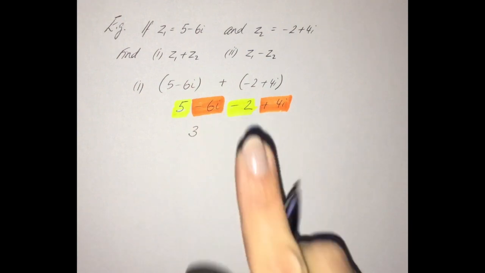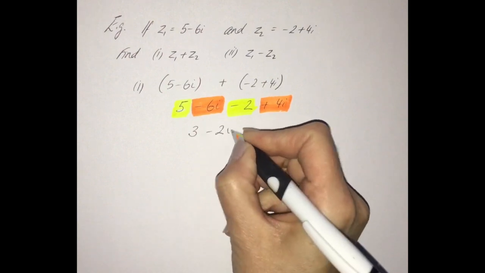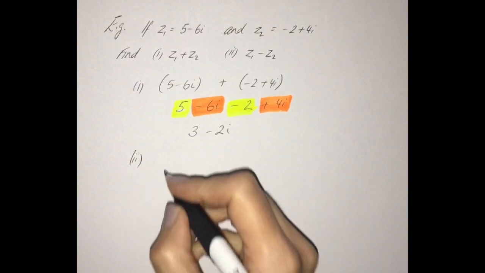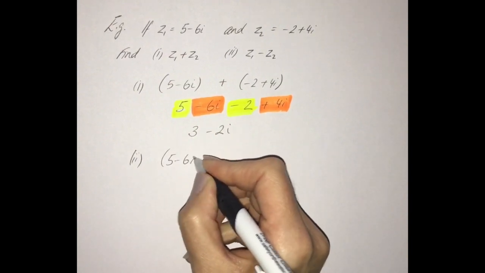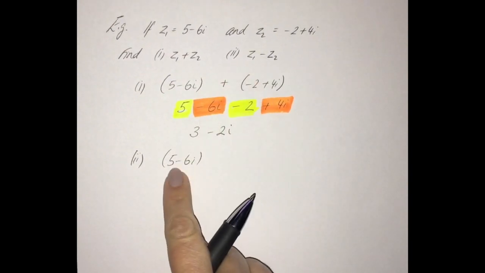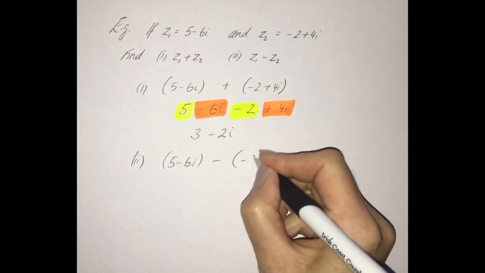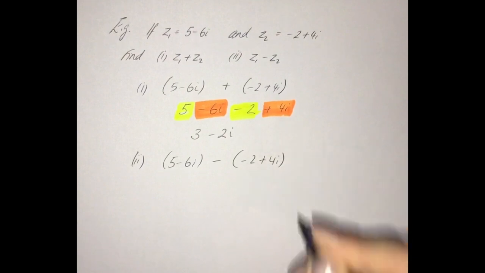Don't forget your i, of course, is minus 2i. So now let's subtract these. So now I have 5 minus 6i, sub in for the z1, keep brackets around it, minus, and the z2 of course is minus 2 plus 4i.